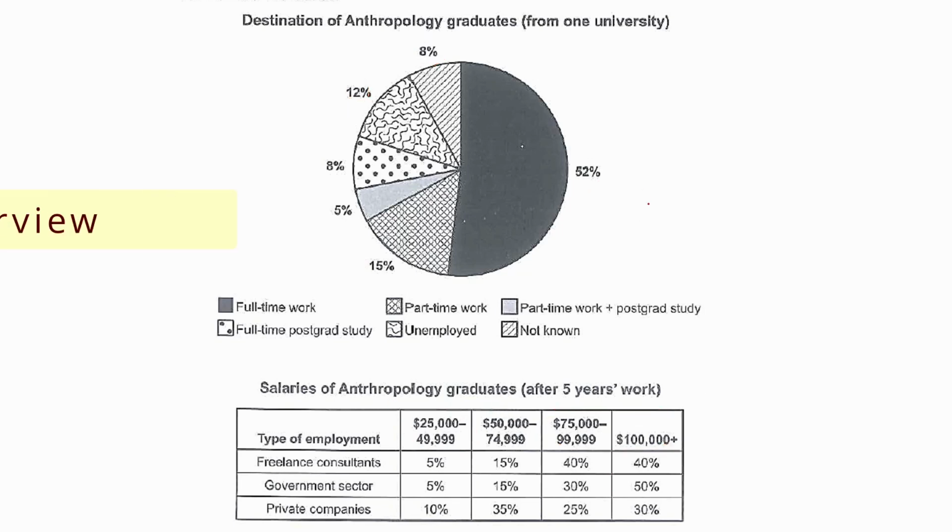So for the overview, I will mention that the majority managed to get a job, and I won't mention unemployed or not known because that is a small part of the whole chart. And from the table, I will mention the highest parts and the potential for earning more. Freelance consultants and government sector, obviously, they had more potentials, so I will mention these two as well. Now, step 3 is to write.